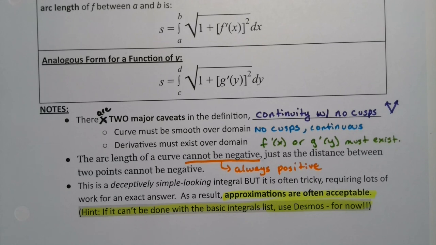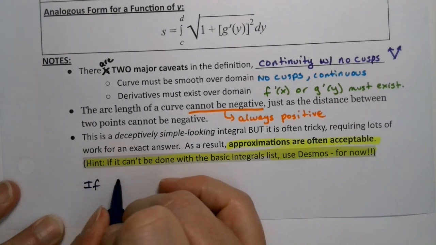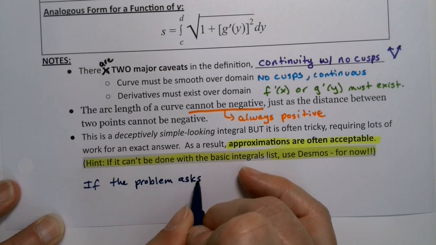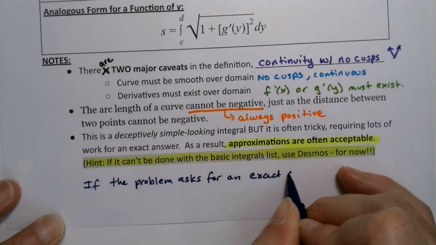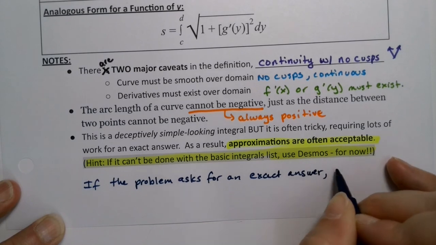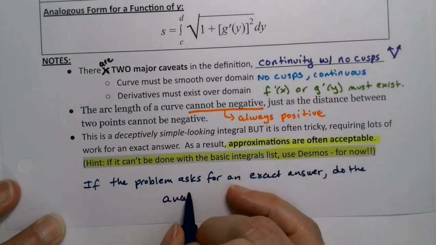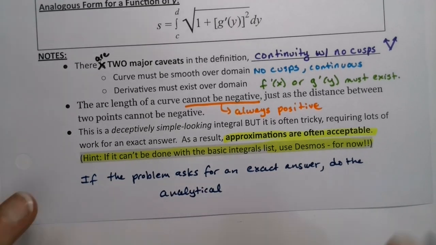Now, if it does ask for it exactly, then you have to do it by hand. So if the problem asks for an exact answer, do the analytical work. You can always check yourself with Desmos. Nobody's stopping you. As a matter of fact, I expect you to check yourself with Desmos all the time for every problem.